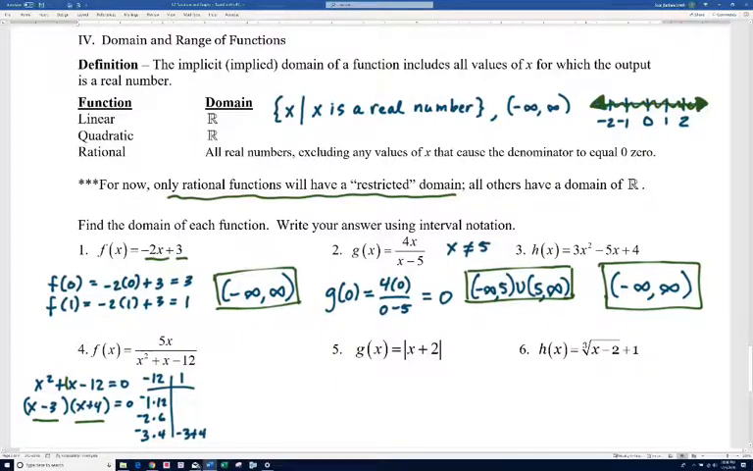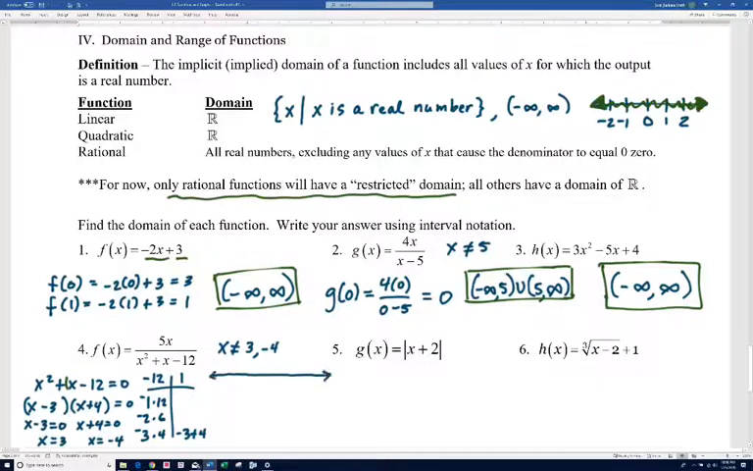Those are our factors. And the next thing we do is set each of those equal to 0. And when we solve for x, we get 3 and negative 4. So those are the solutions to this equation. Those are the values that cause our denominator to equal 0. And so those are our restricted values. Our domain will include everything else.